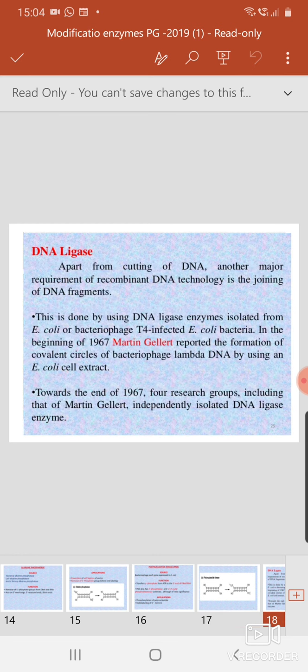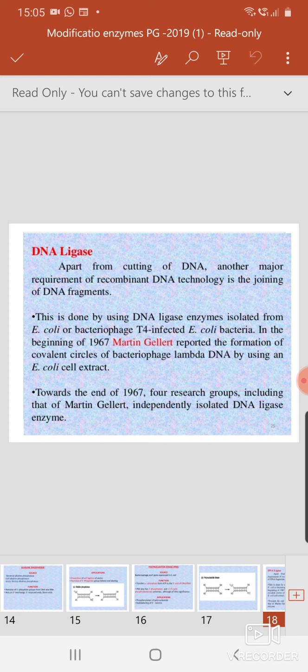Next is DNA ligase. So far we have discussed some of the enzymes which can break the DNA, which can add something. Now here is one enzyme we are going to study which can join. The major function is to join two different DNA fragments, which is very important in recombinant DNA technology.